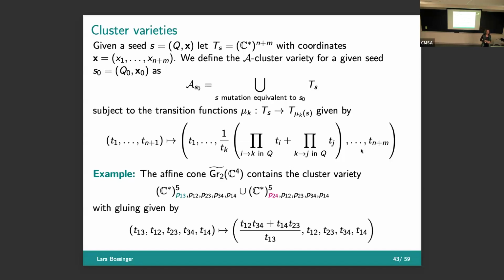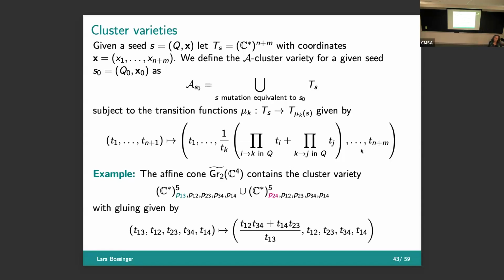Well, can you explain the subscripts? I didn't quite understand what you said about the subscripts for the C star 5s. Oh, so these were the cluster variables of the two seeds that we found, or the positivity tests. And you're saying those are our variables for. Yeah, we choose them as coordinates, as local coordinates for the torus.